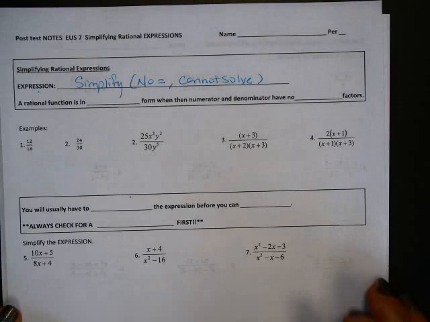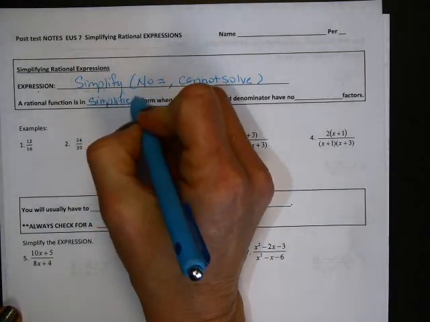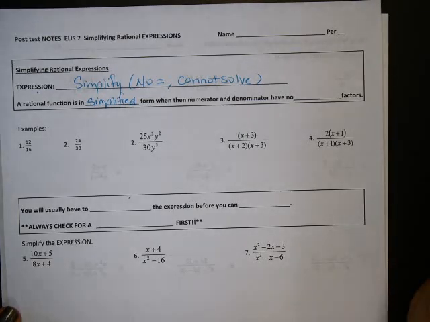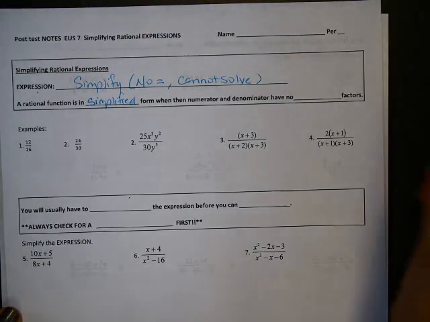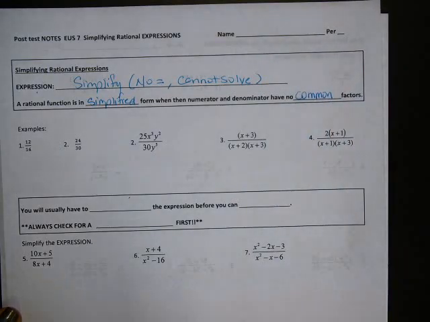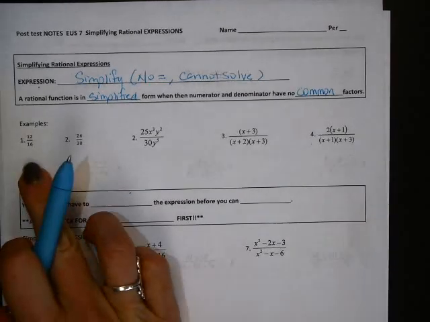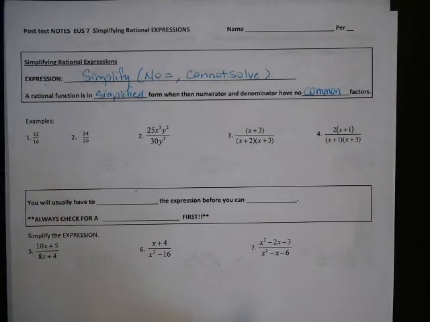So a rational function is in simplified form when the numerator and denominator have no common factors. So that's what we're going to be working with today, just simplifying a rational function. So let's start with the kind you've seen before, just basic old fractions.